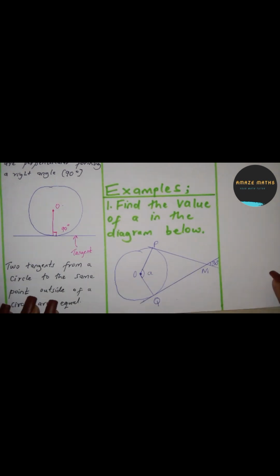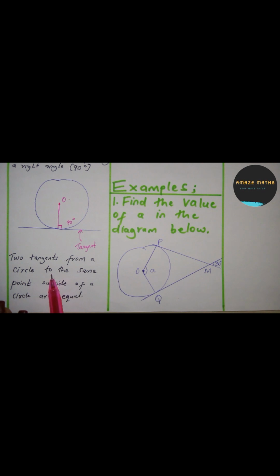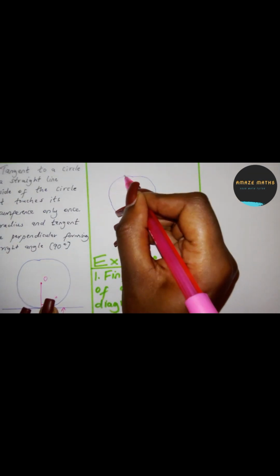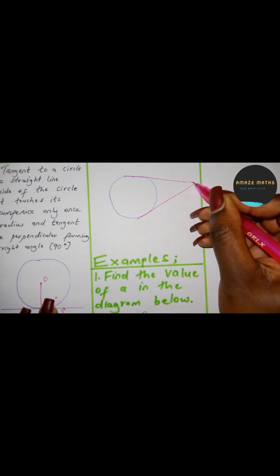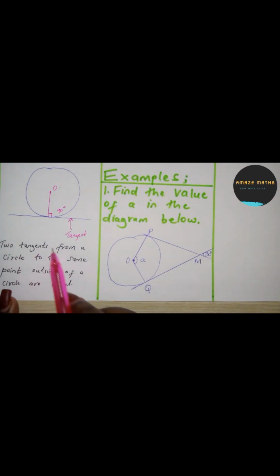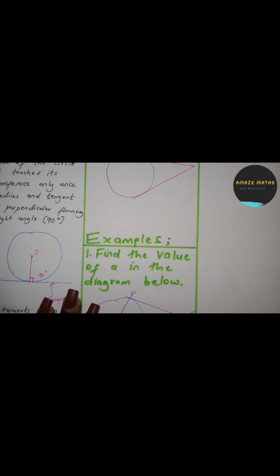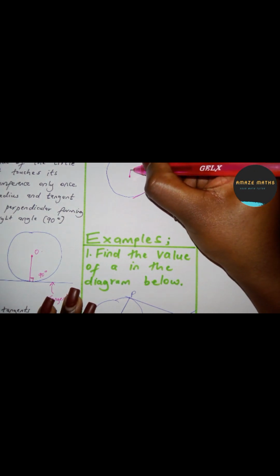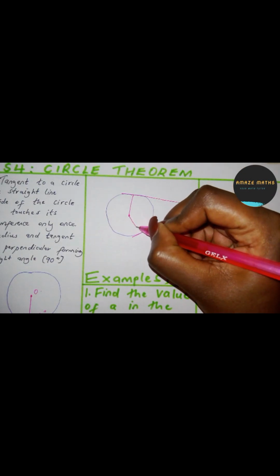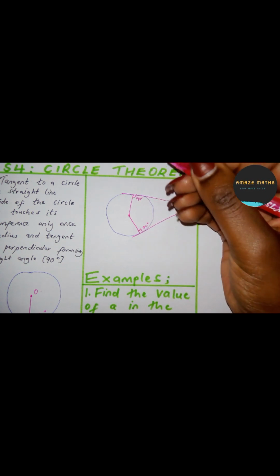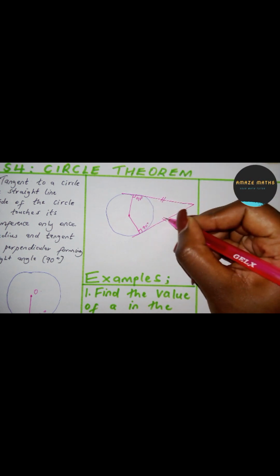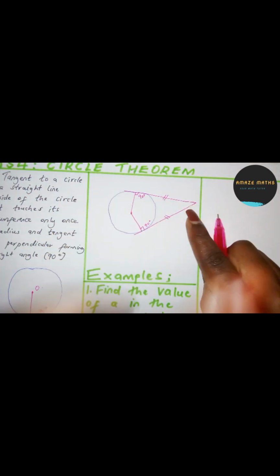So that's the radius. And then last but not least, two tangents from a circle to the same point outside of a circle are equal. So we can draw a tangent like this, and another one going like this. So they can meet. So when they meet, two tangents from a circle to the same point outside of a circle are equal. So let's say that's the radius and another radius here. So here we said it's 90 degrees, and also this one is 90 degrees. So we can say that those two angles are equal because the two tangents are meeting.